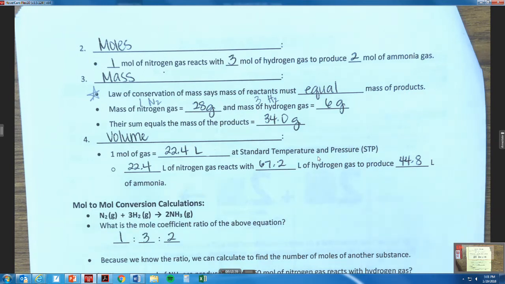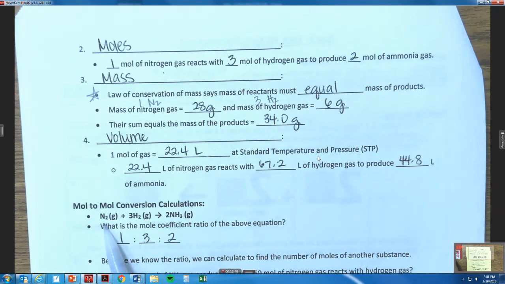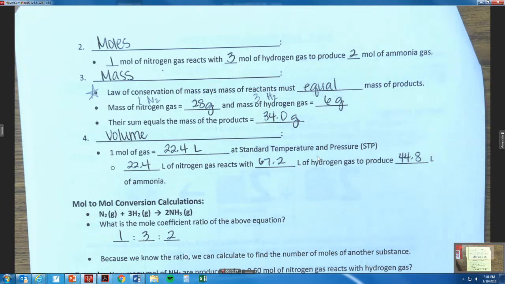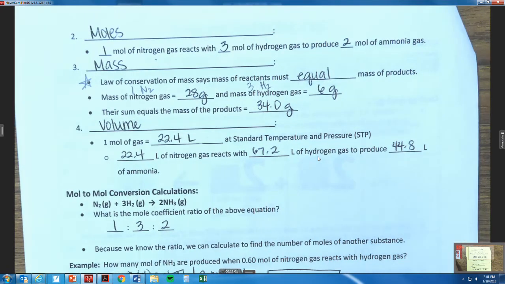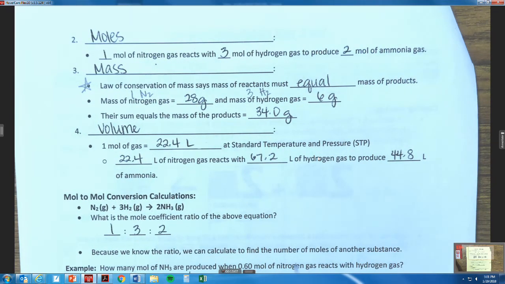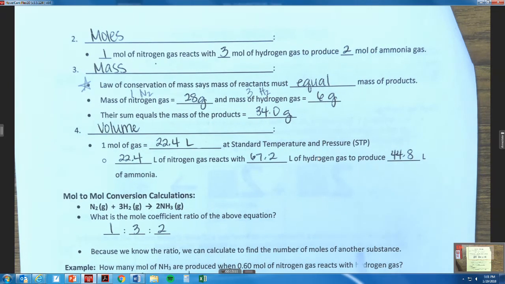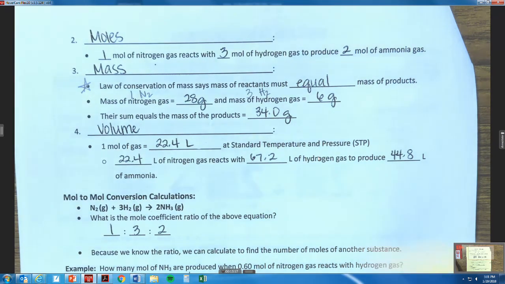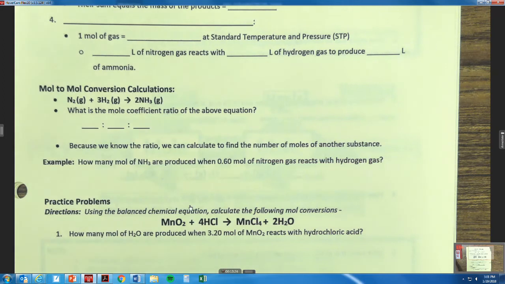To actually do our multiple conversions, we're going to take a look at this equation right here. Nitrogen gas plus 3 moles of hydrogen gas yields 2 moles of NH3 gas. Our mole ratio, or coefficient ratio, is 1:3:2. Because we know the ratio, we can calculate to find the number of moles of another substance. Let's take a look at these sample equations.